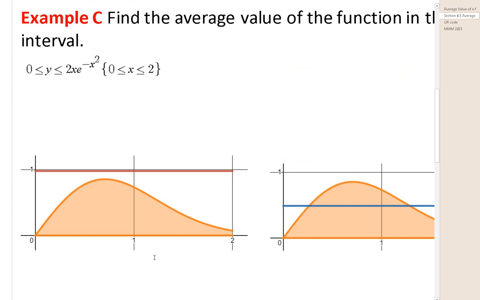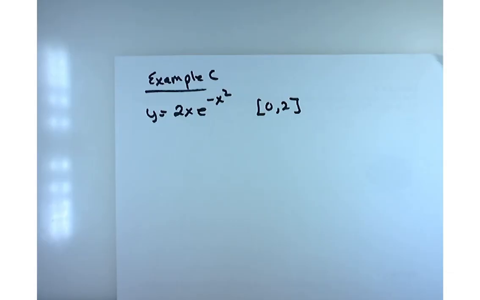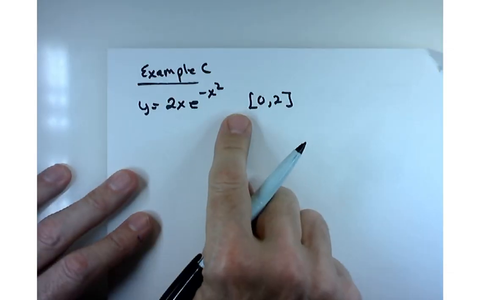All right, so let's look at the function. This is example C. The function is y equals 2x e to the negative x squared. And we're going to look at that in the interval 0 to 2. Okay, great. So let's see, we want to find the average value of this function.